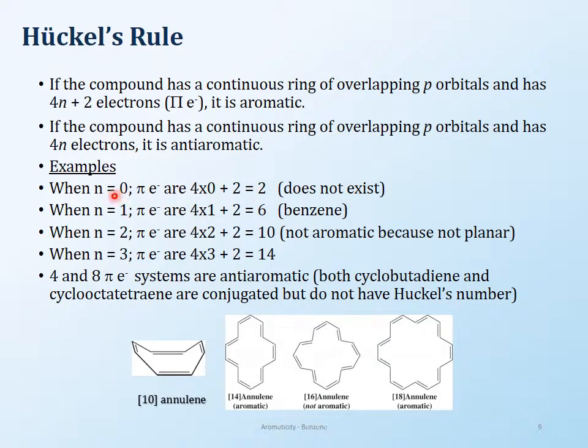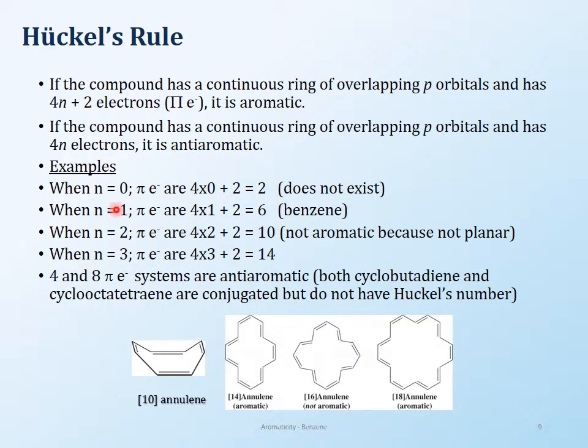If n is equal to 0, then 4 times 0 plus 2 is 2, which means any compound which has 2 p orbitals will be aromatic. Well, there is no compound like that, because you need 2 p electrons, which means you need 1 double bond. The smallest structure possible for that would be a 3 carbon structure. But even then, you don't have conjugation, which is another requirement of aromaticity. So this does not really exist, which means this number is moot.